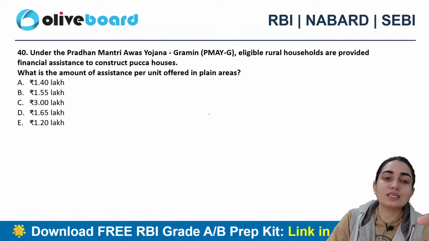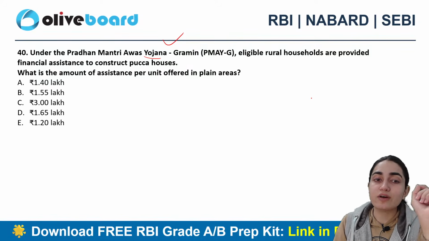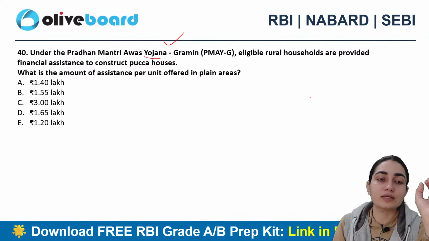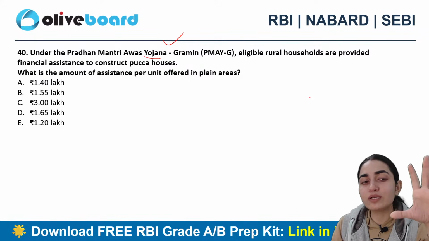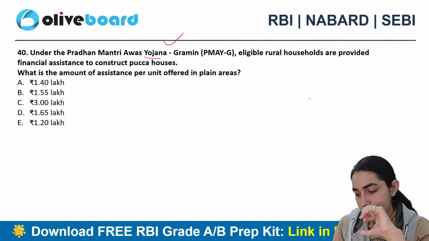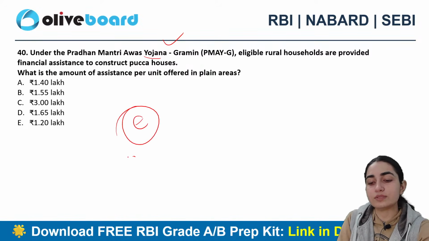Last question says specifically on Awas Yojana Gramin, eligible rural households are provided financial assistance to construct pakka houses. What is the amount of assistance per unit that has been offered in plain areas here? Is it 1.40 lakh? Is it 1.55 lakh? 3 lakh, 1.65, 1.20 lakh? Is it A, B, C, D, E? All right. So exactly, E becomes the correct answer here.